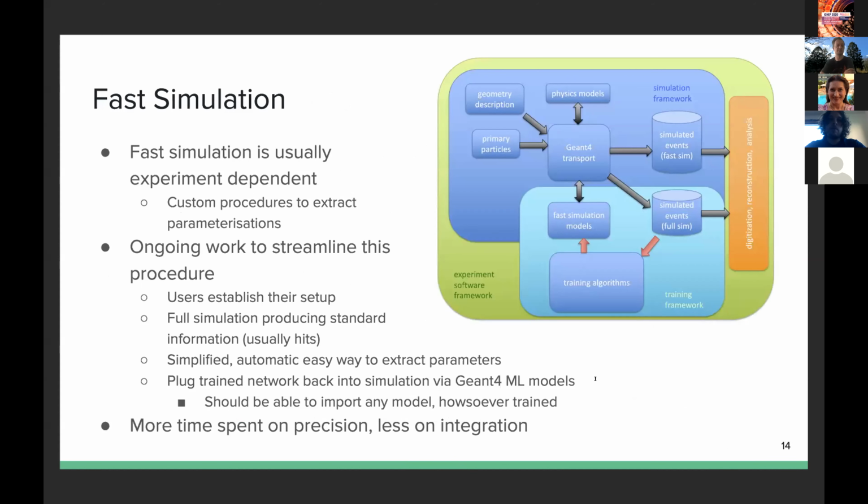Okay, let me talk a little bit about fast simulation. Now, as we already saw from the very nice examples from LHCb, fast simulation is usually experiment dependent, but that doesn't mean it can't be properly supported inside of Geant4. So there's work which is ongoing to streamline the procedure for using fast simulation, to be able to extract the hits from the full simulation more easily and to be able to plug in a fast simulation model rather more easily, so that you should be able to import any model into your Geant4 stack, howsoever trained. And that means that experiments can spend more time on the precision of fast simulation and less time worrying about the integration of fast simulation.